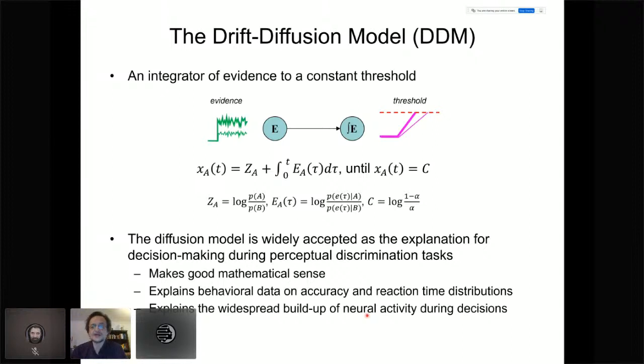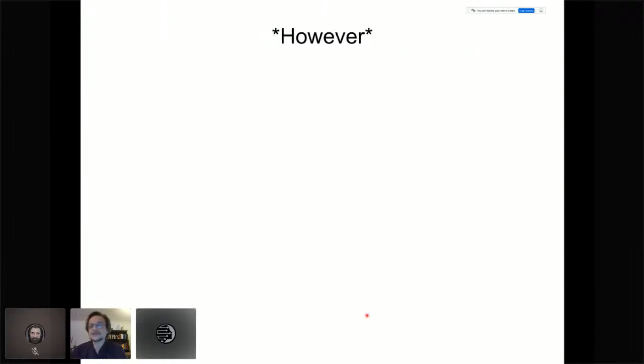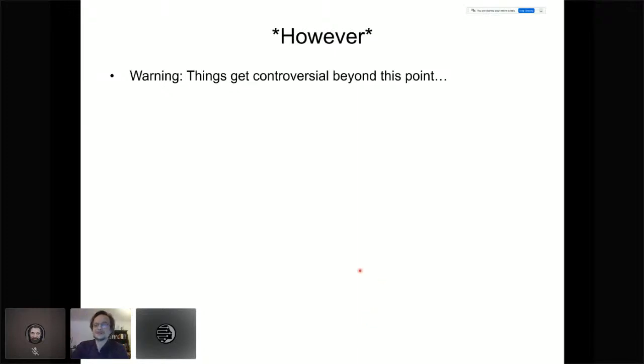But I'm going to actually go in a slightly different direction. And I just want to make a warning here that things beyond this point get controversial. Many people, including myself, are doubting some of the things that I've said. So I've tried to convince you that this is a good model. Now I'm going to try to convince you to doubt some of its aspects. And it's really based on three questions.